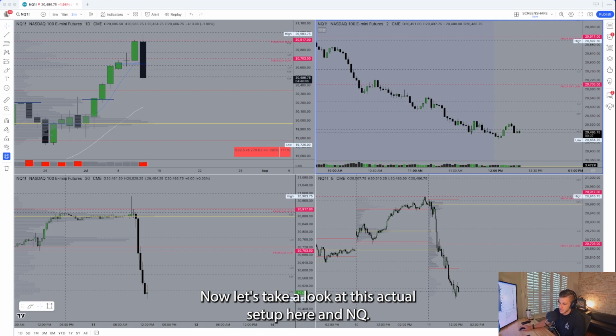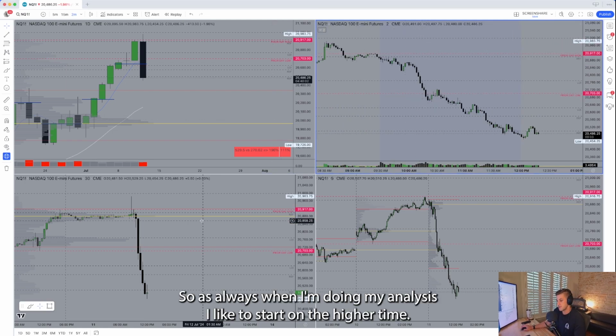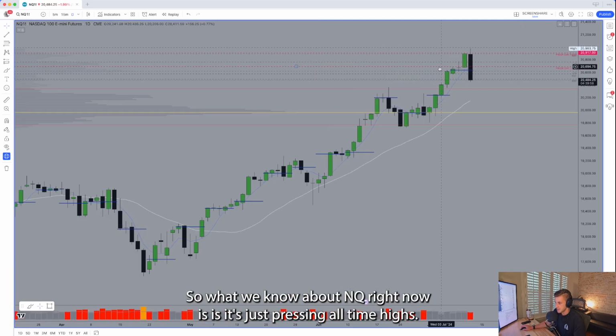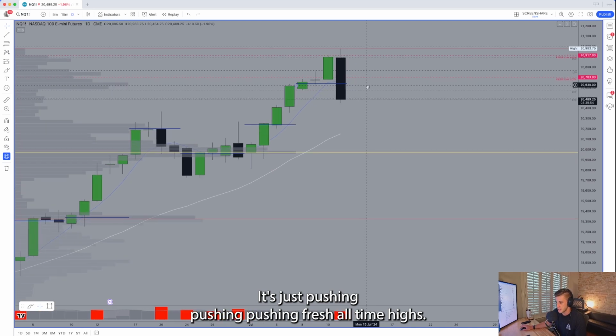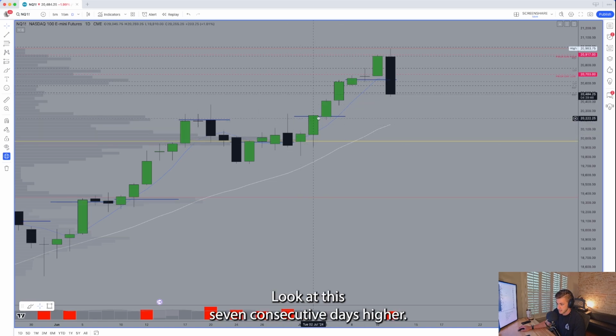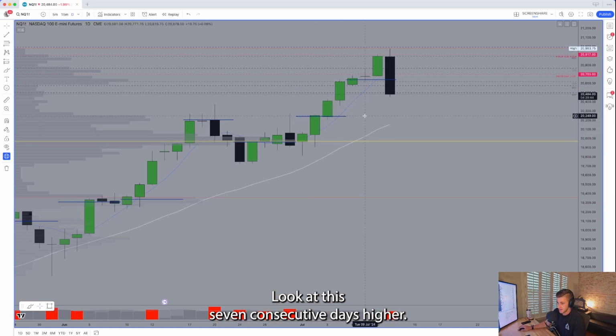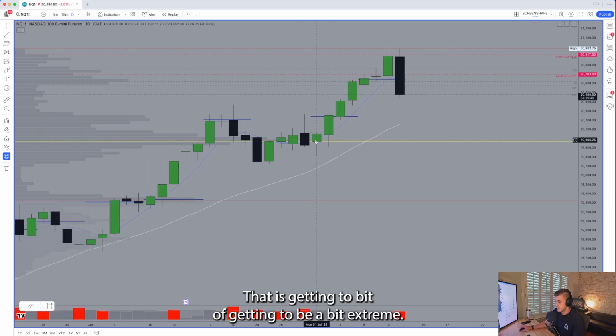Now, let's take a look at this actual setup here in NQ. As always, when I'm doing my analysis, I like to start on the higher time frames. What we know about NQ right now is it's just pushing fresh all-time highs. We have 6, 7 consecutive days higher in a row. Look at this, 7 consecutive days higher. Now that's getting to be a bit extreme.